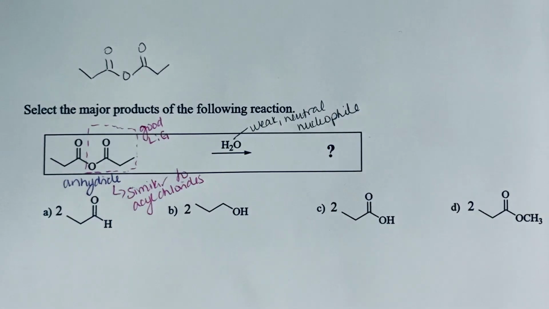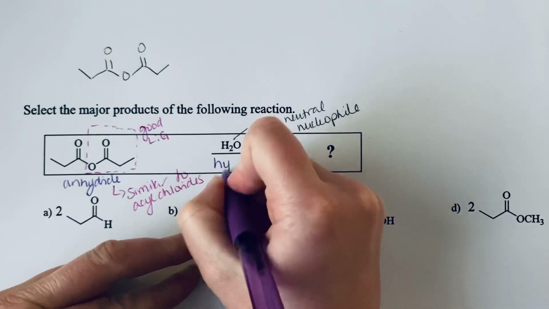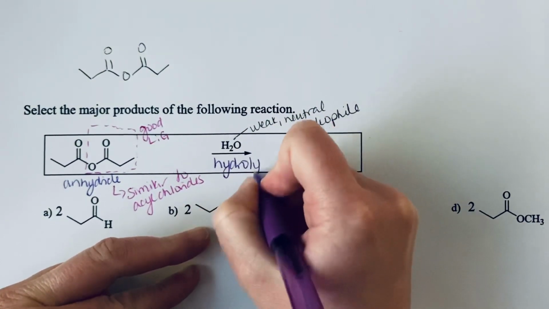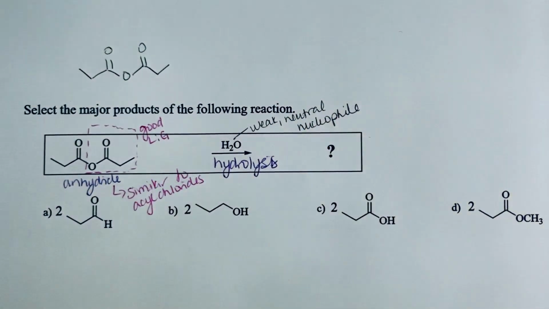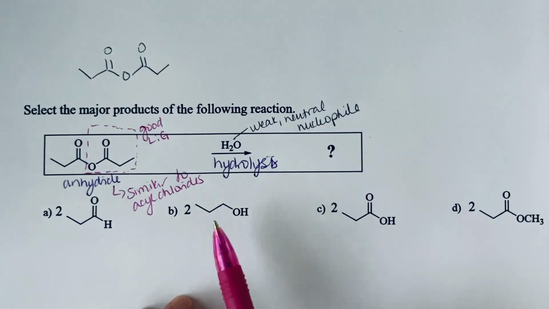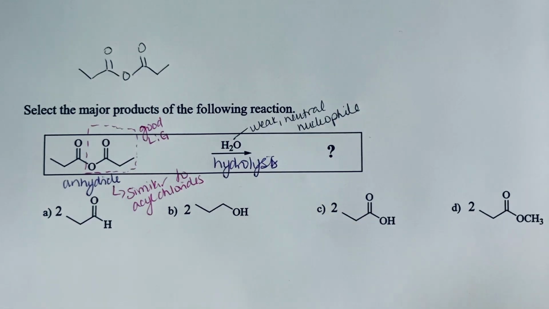And when we're doing a reaction with water, this is going to be a hydrolysis reaction. All of your carboxylic acid derivatives can undergo hydrolysis reactions. So anhydrides and acid chlorides can undergo the reaction with just water. Your less reactive carboxylic acid derivatives will require either acid or base. But all carboxylic acid derivatives can undergo hydrolysis to give carboxylic acids.